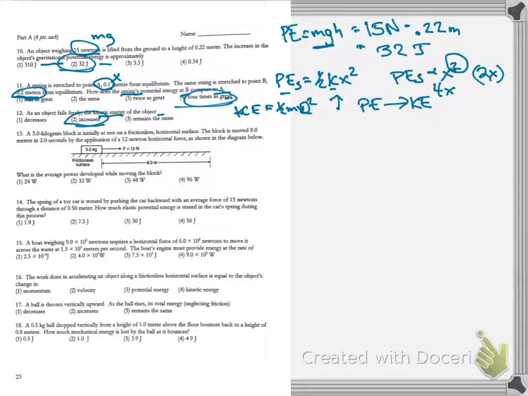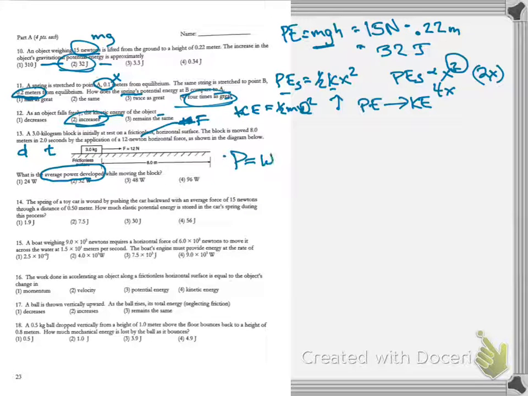A 3 kilogram block is initially at rest on a frictionless horizontal surface. There's a picture for it. The block is moved 8 meters, that's your distance, in 2 seconds. That's your time, by the application of a 12 newton horizontal force. So that's your force, shown in the diagram below. What's the average power developed?